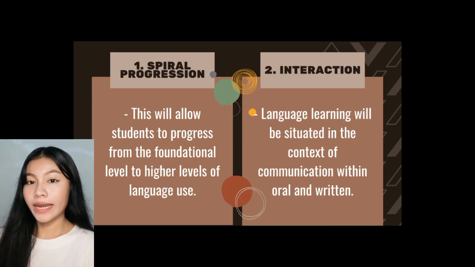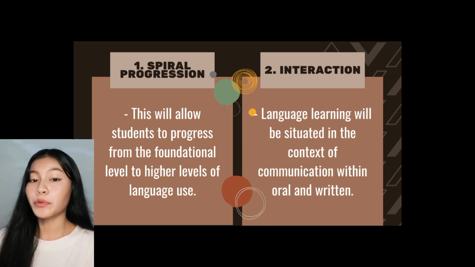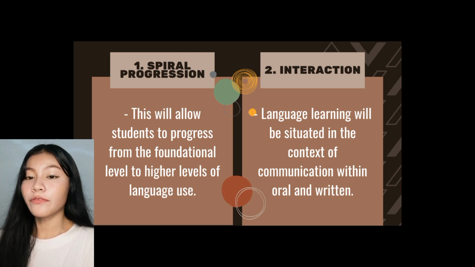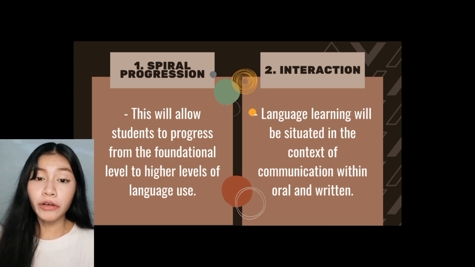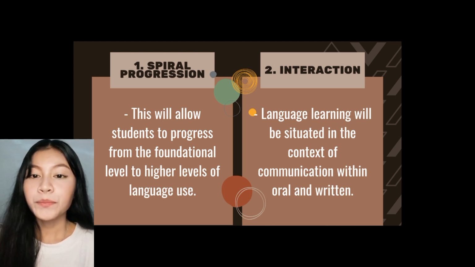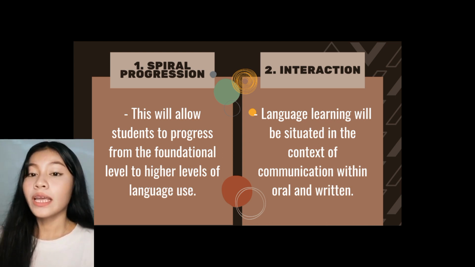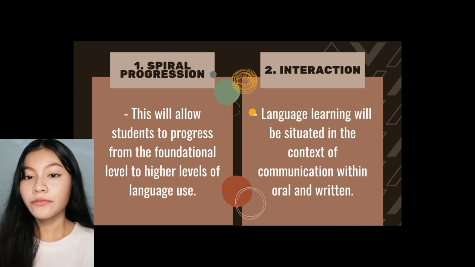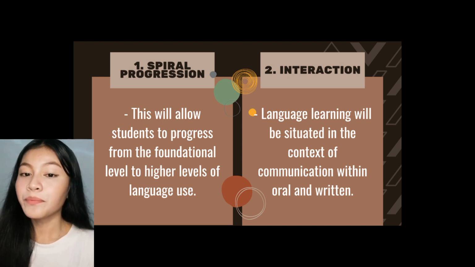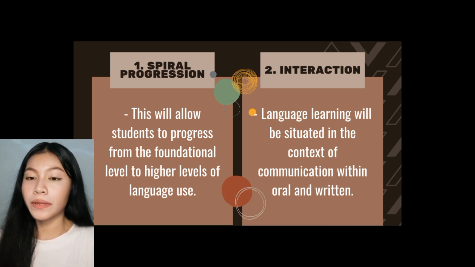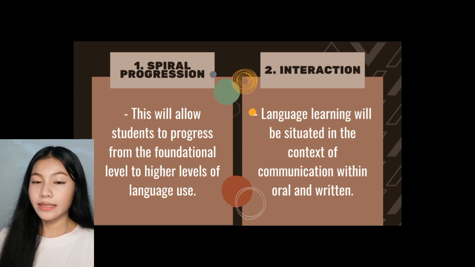The first one is the spiral progression. This will allow students to progress from foundational level to higher levels of language use. Skills, grammatical items, structures, and various types of text will be taught, revised, and revisited in increasing levels of difficulty and sophistication. Students learn to read in the early years of elementary school. The focus of the reading curriculum in kindergarten, first grade, and second grade is usually teaching students the skills they need to independently and successfully read a text.